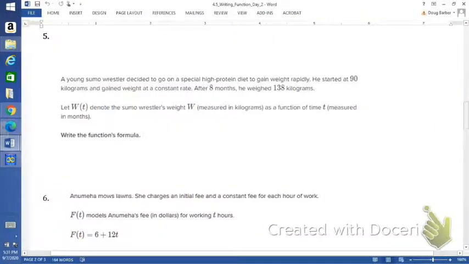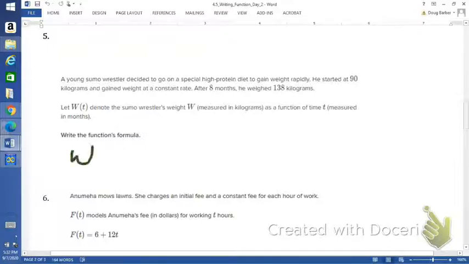Okay, number 5. A young sumo wrestler decided to go on a special high-protein diet to gain weight rapidly. He started at 90 kilograms and gained weight at a constant rate. After 8 months, he weighed 138 kilograms. So let W of T denote the sumo wrestler's weight W, measured in kilograms, as a function of time T, measured in months. Write the function's formula. Alright, so there's a lot here. First, write the function's formula.